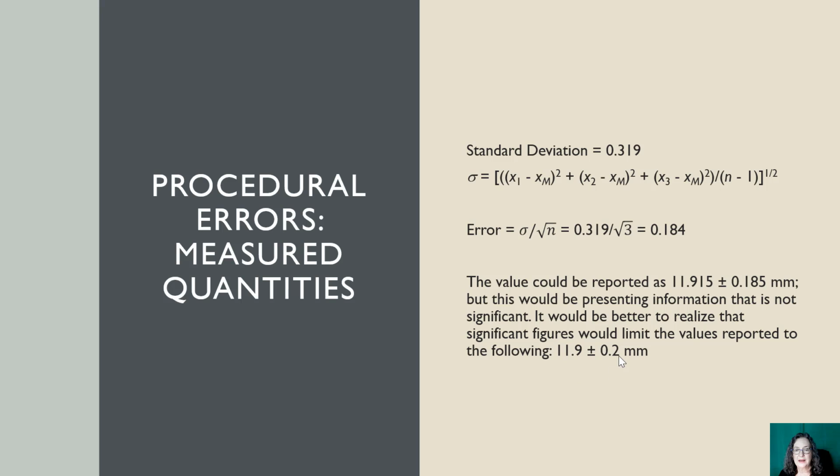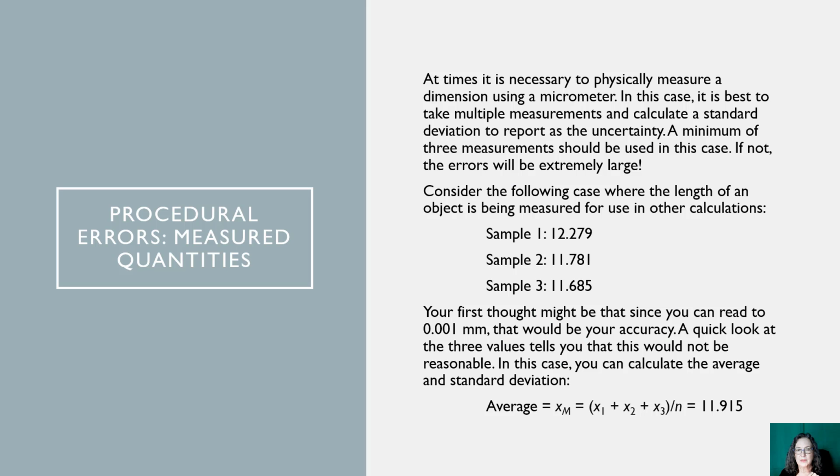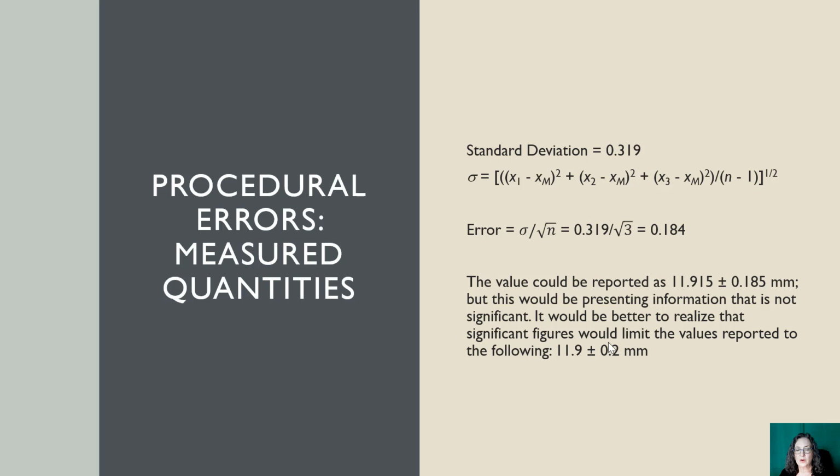Again, the device read to 0.001. That was not my error. Another interesting thing that has come up in the past is someone measured something 3 times, got exactly the same value all 3 times, and said their error was 0. No. The error is the larger of either the precision of the device, in this case 0.001 millimeters, or the error that we calculated based on standard deviations. The larger of those two is the error. It will not be 0.